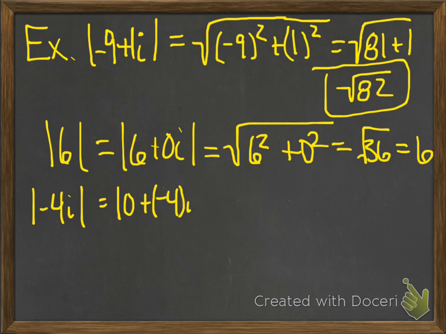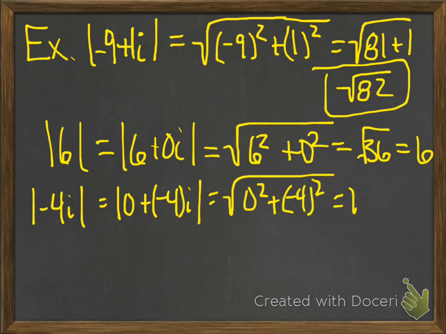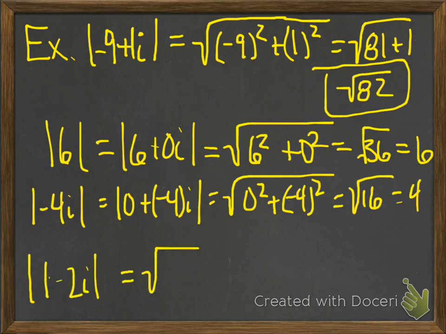-4i. Sorry. And so I'm going to say 0 squared plus (-4) squared. Notice how I'm putting the -4 in parentheses, and that would be the square root of 16, which is just 4. Okay. One more example, 1 minus 2i, which would be 1 squared plus (-2) squared. Again, notice how I'm putting that in parentheses, which would be the square root of 5. There's nothing else I can do with that, so I'm done.